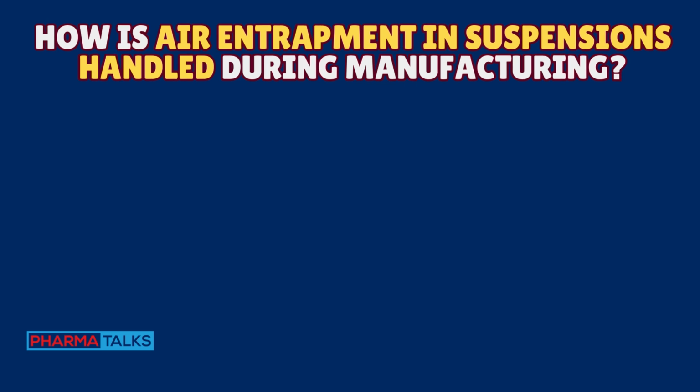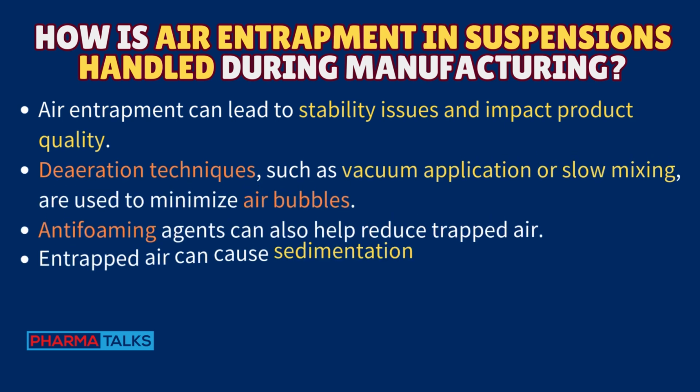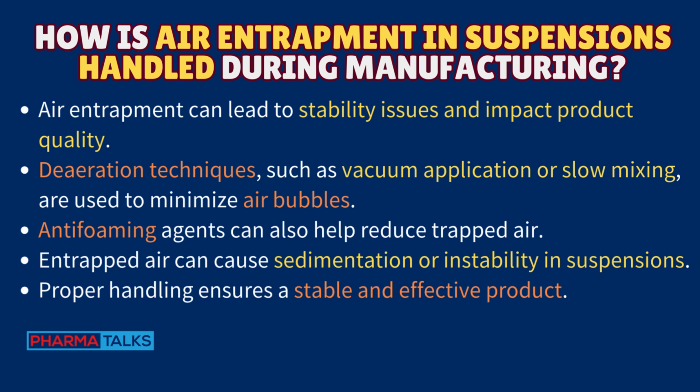How is air entrapment in suspensions handled during manufacturing? Air entrapment can lead to stability issues and impact product quality. Deaeration techniques, such as vacuum application or slow mixing, are used to minimize air bubbles. Anti-foaming agents can also help reduce trapped air. Entrapped air can cause sedimentation or instability in suspensions. Proper handling ensures a stable and effective product.